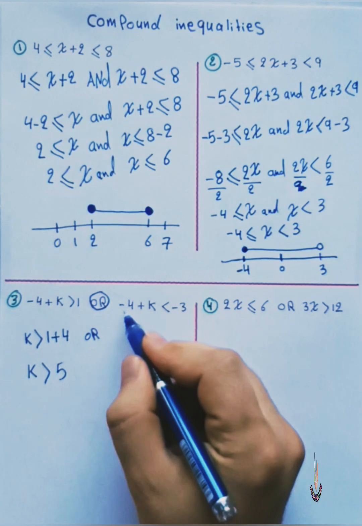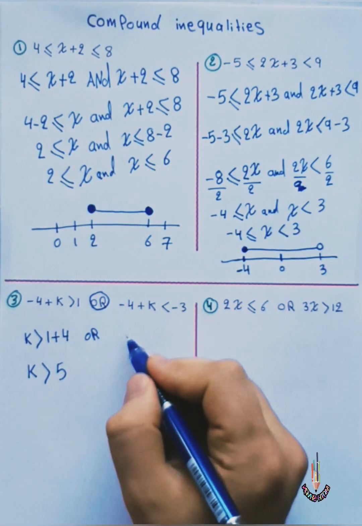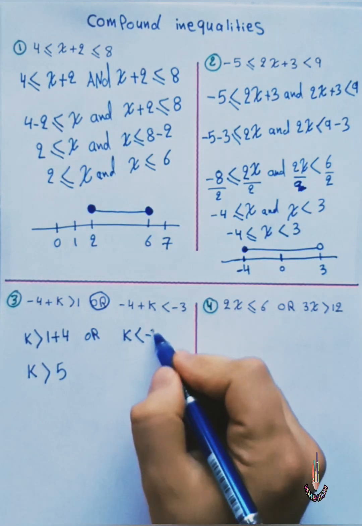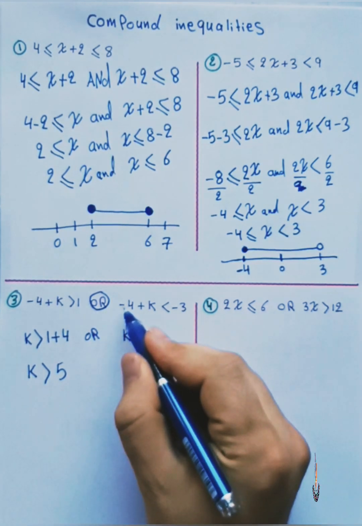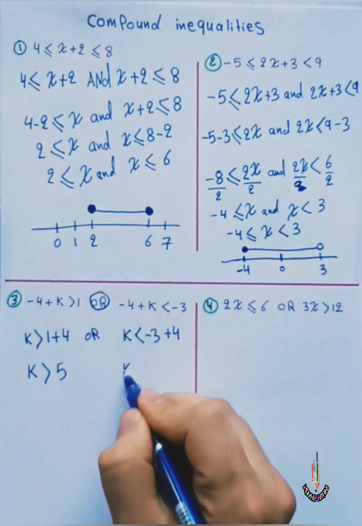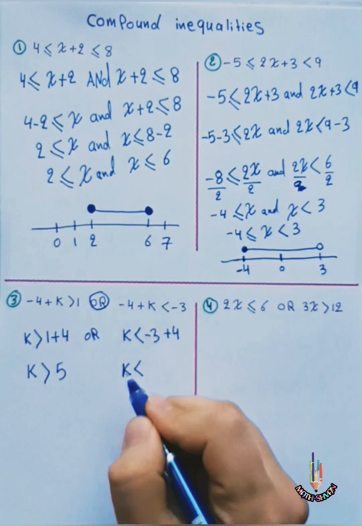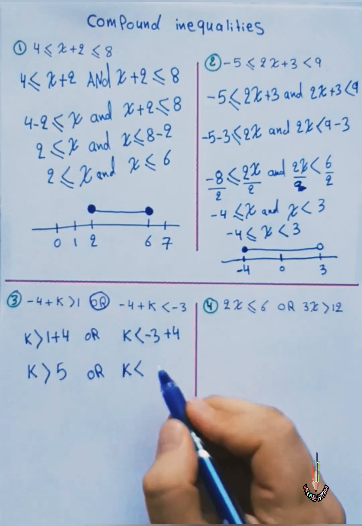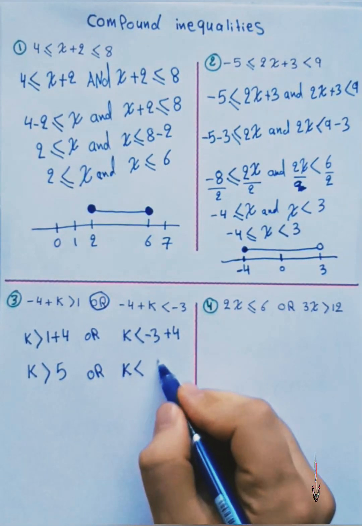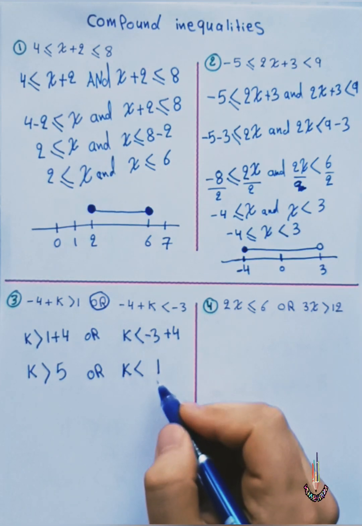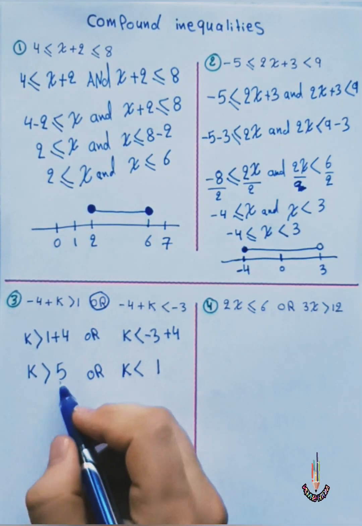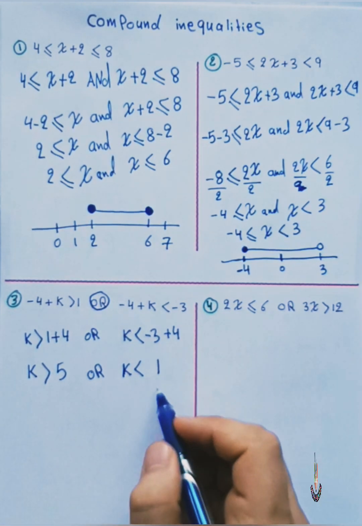We have to move the negative 4 to the right side. So we have k is less than negative 3. When we move the negative 4, it becomes positive 4. After that, k is less than, minus times plus is minus. We have to subtract 4 minus 3 equal to 1. So k is less than 1. K is greater than 5, or k is less than 1.